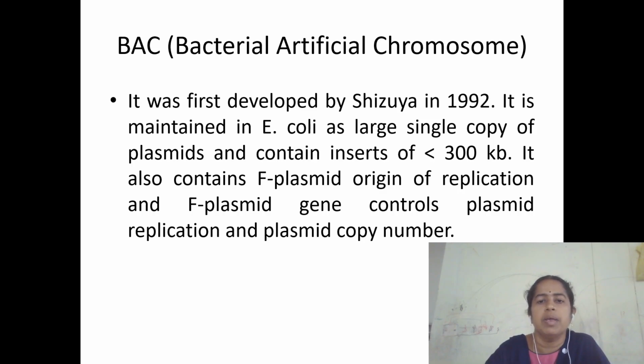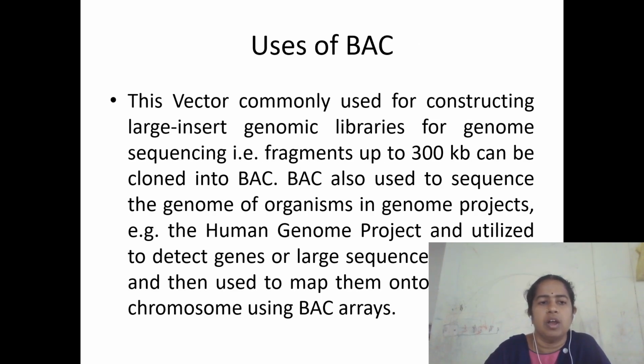This was first developed by Shizuya in 1992, and it has a single large copy of plasmid and contains inserts of less than 300 kb. It contains F plasmid origin of replication, and this F plasmid gene controls the plasmid replication and plasmid copy number also. Then uses of bacterial artificial chromosomes is that they are used in constructing large insert genomic libraries, and fragments up to 300 kb can be cloned into bacterial artificial chromosomes.